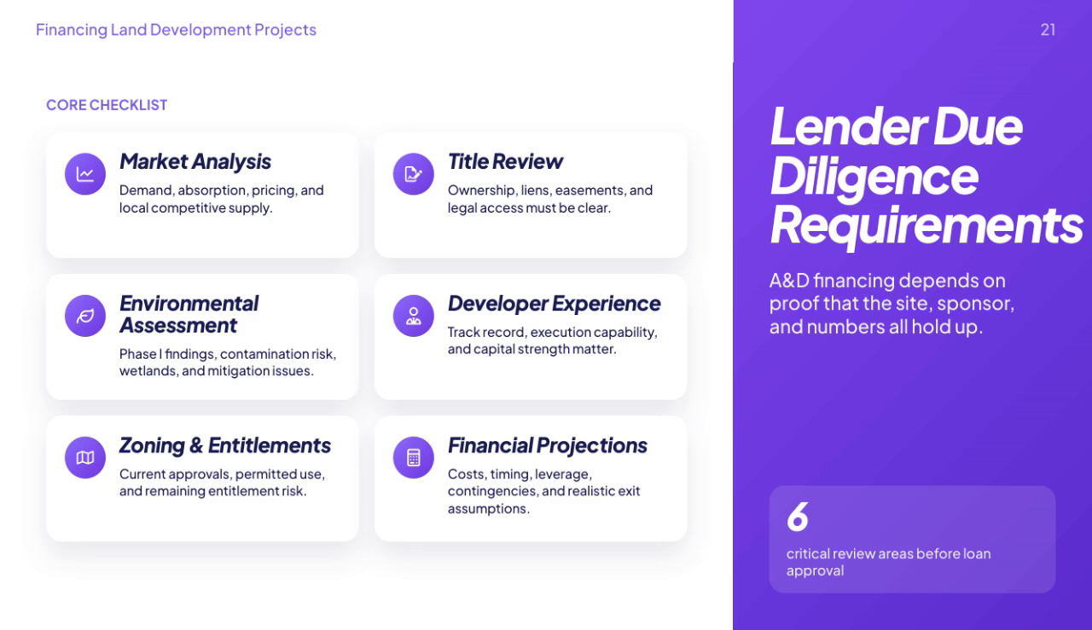This includes reviewing costs, timing, leverage ratios, contingencies, and ensuring the exit assumptions are realistic. Together, these 6 areas form a foundation lenders use to conduct their due diligence, verifying that the site, sponsor, and financials all hold up before moving forward with financing.